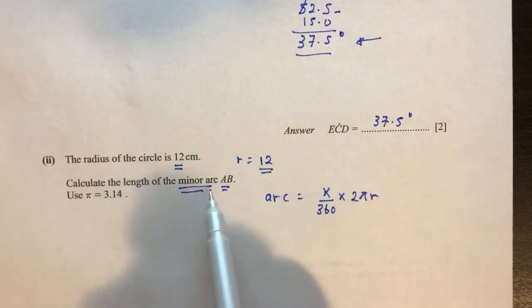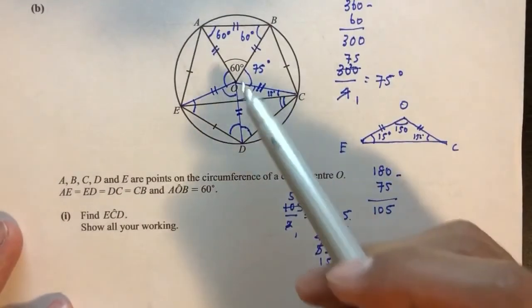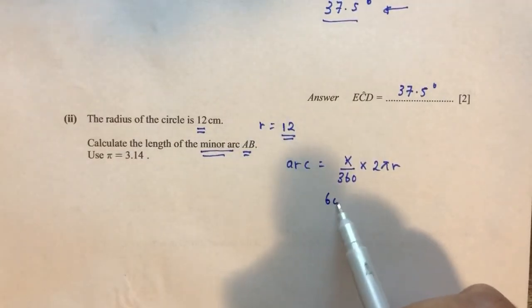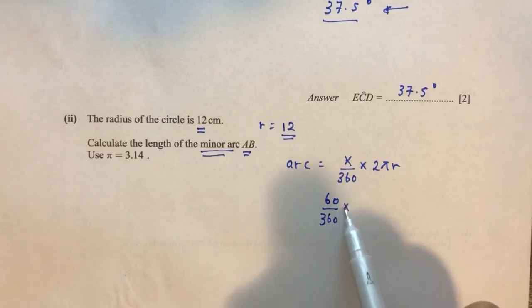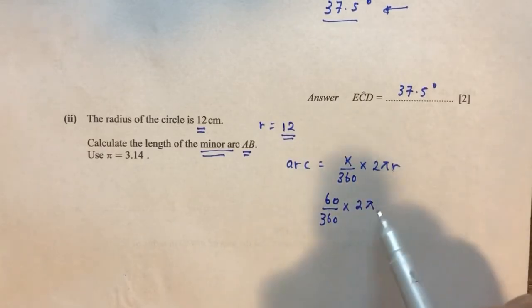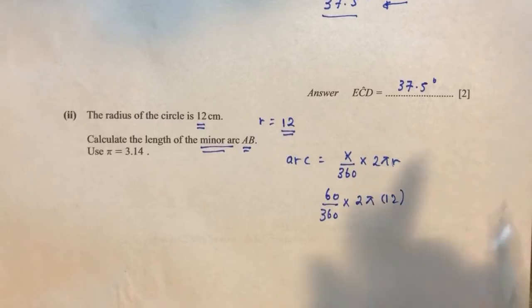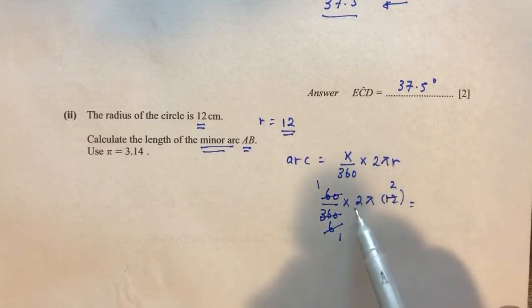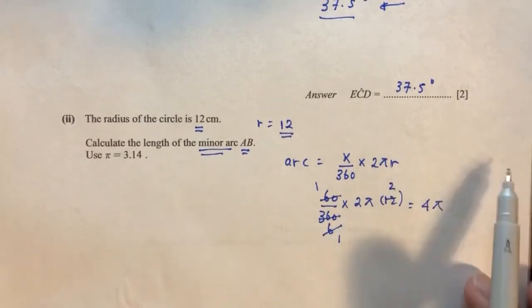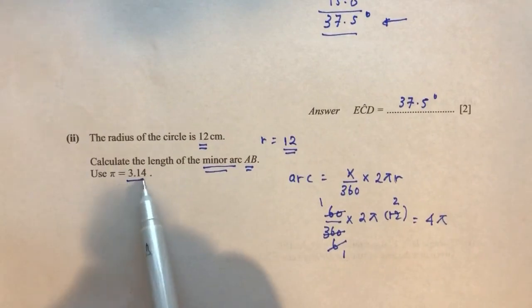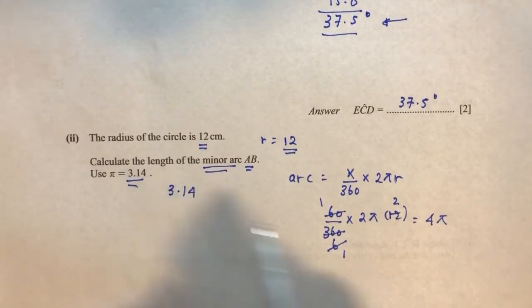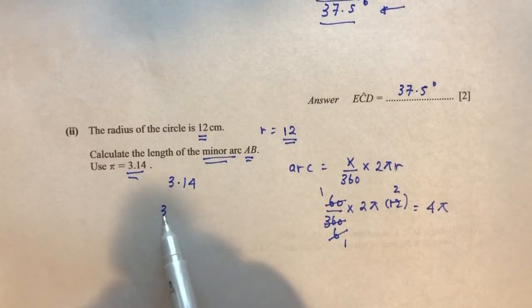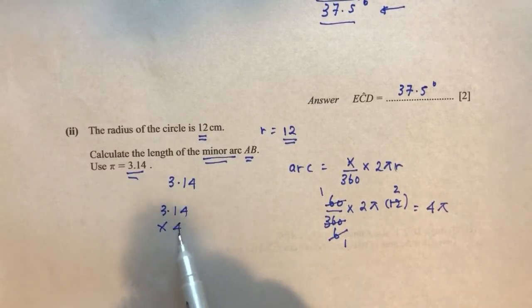So what is the angle of the sector? The angle is 60. So 60 divided by 360 times 2 pi, r is 12. So we simplify, this will be 1, this will be 6, 1, that will be 2. So 2 times 2 pi will be 4 pi. So now we say we have to use pi as 3.14. So the value of 4 pi will be 3.14 times 4.